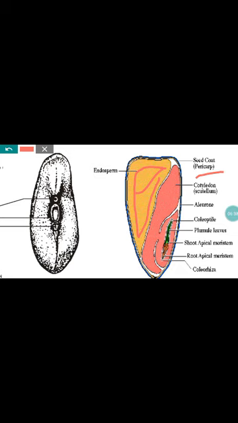I already told you that in a monocot also the cotyledon is available, but very much reduced. Here, for easy visualization, it is given as a bigger material, but it is not this big; it is very much reduced. It is located between the endosperm and the embryo. The reduced form of the cotyledon in the case of a monocot is called a scutellum.